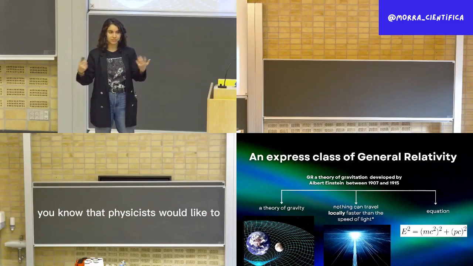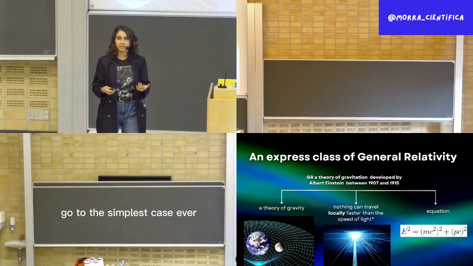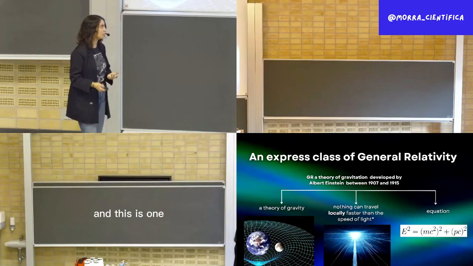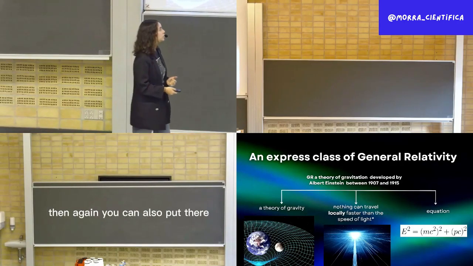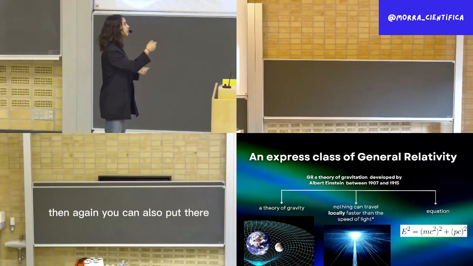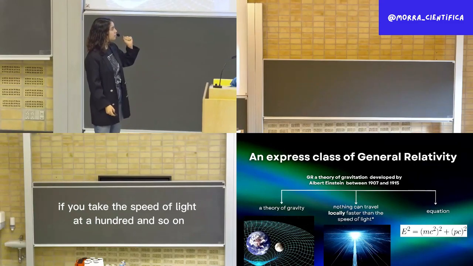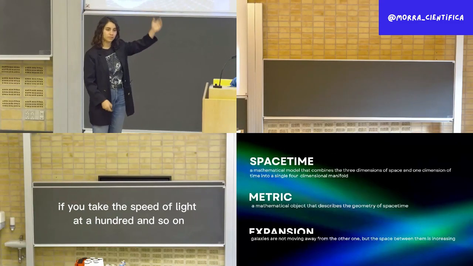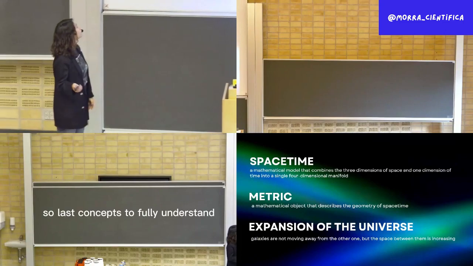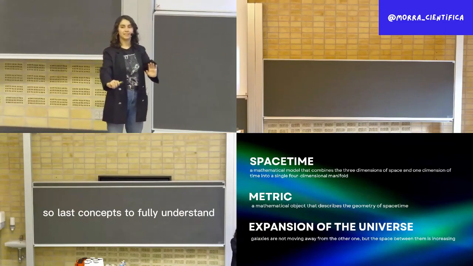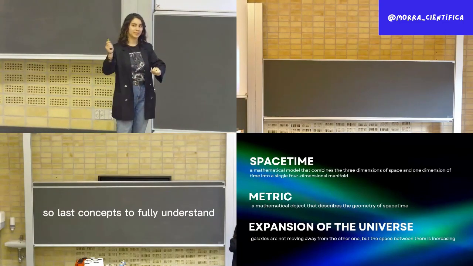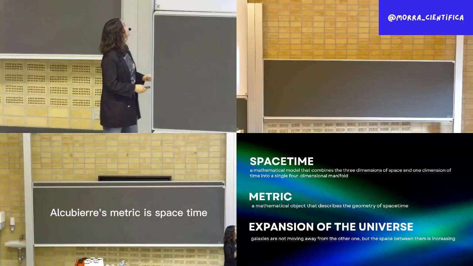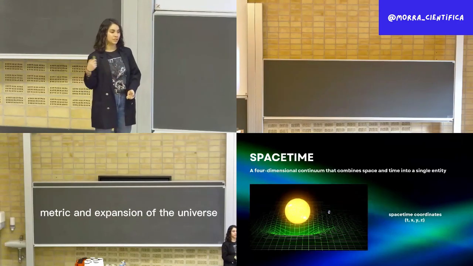You know, we physicists like to go to the simplest case ever, and this is one. And this is the equation. Then again, you can also put in the speed of light as 100 and so on. So the last concepts to fully understand Alcubierre's metric are space-time, the metric, and the expansion of the universe.